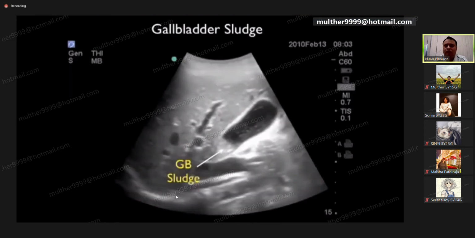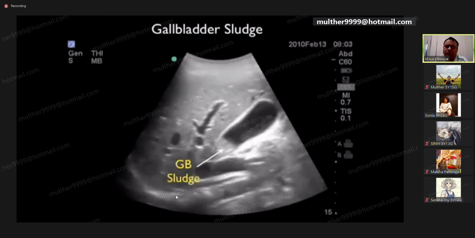I'd like to make a couple points with regard to gallbladder sludge, and the first is that occasionally beam artifact can masquerade as gallbladder sludge.